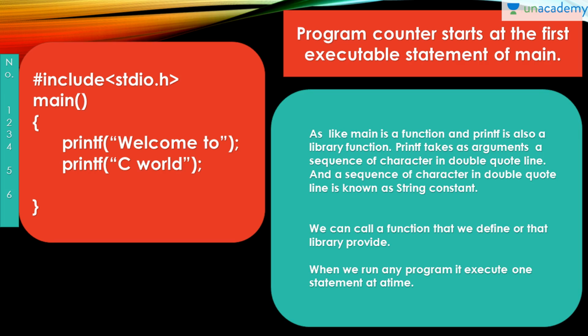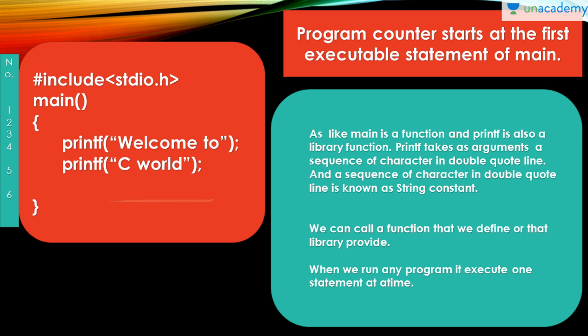How is execution done in a C program? First, the program counter starts at the first executable statement of main. As main is a function, printf is also a library function. printf takes as arguments a sequence of characters in double quotes. Here we have written "welcome to C world" in double quotes, and a sequence of characters in double quotes is known as a string constant.